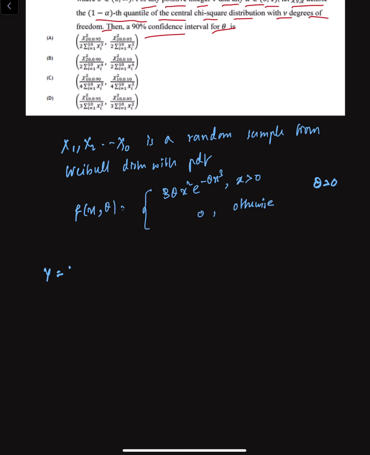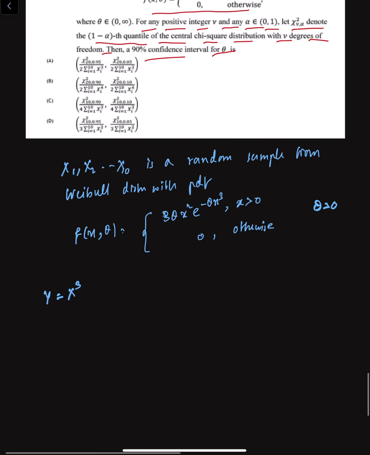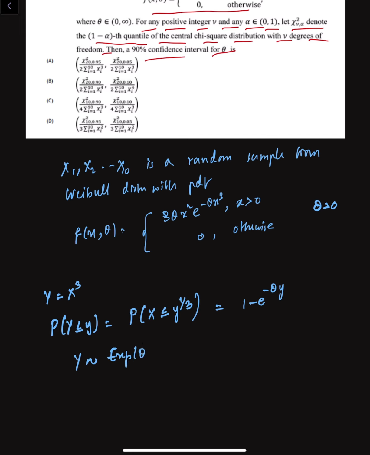So if I define y equals x cube here, then by using the transformation, probability of y less than or equal to y is equal to probability of x less than or equal to y to the power 1 by 3, and that is nothing but 1 minus e to the power minus theta y. So that means this y follows exponential with parameter theta, so that means xi cube follows exponential with parameter theta.